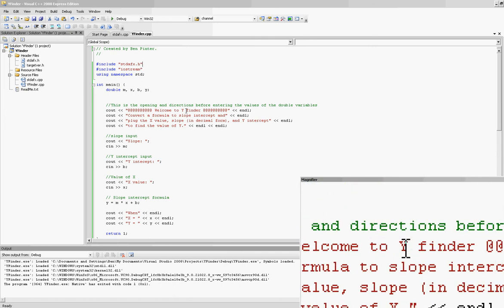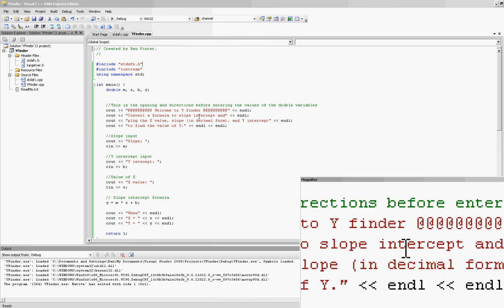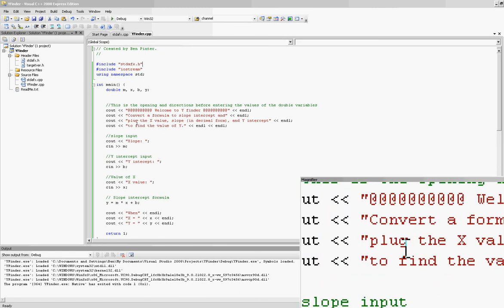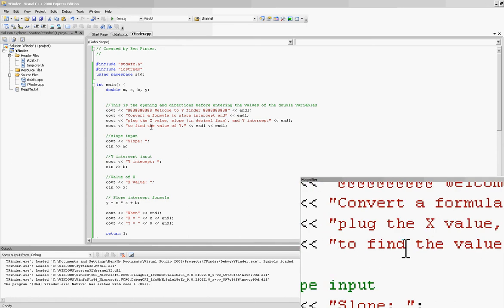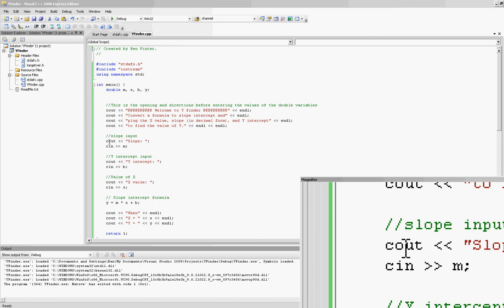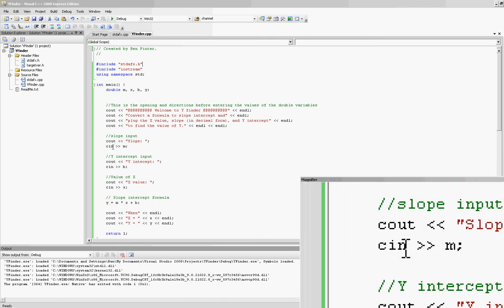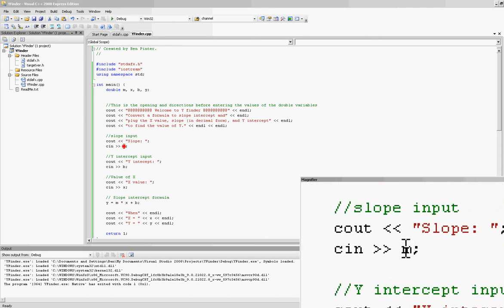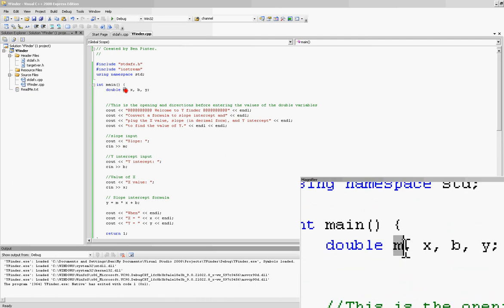I started out by writing a little instruction. Welcome to the y finder. Convert a formula to slope intercept and plug in the x value, slope in decimal form, and y intercept to find the value of y. You need a cout command stating slope, and then a cin saying equal to m, because in the formula mx plus b, m is the slope.